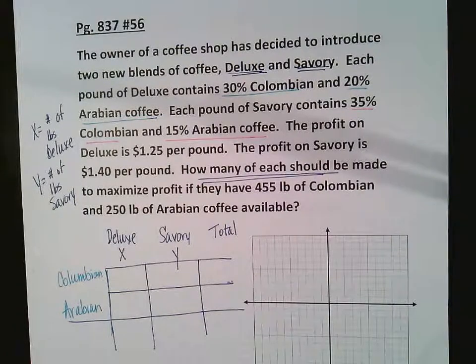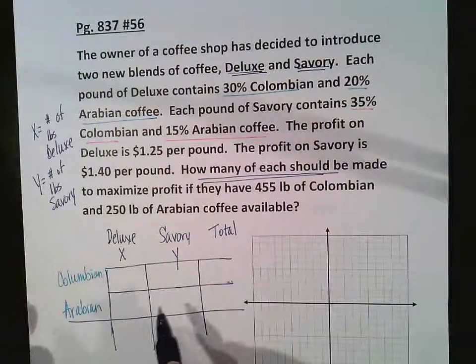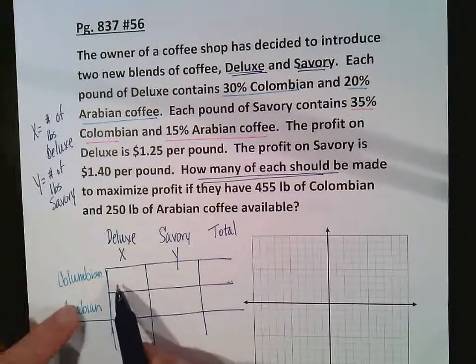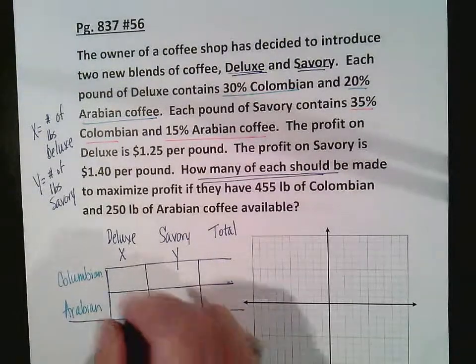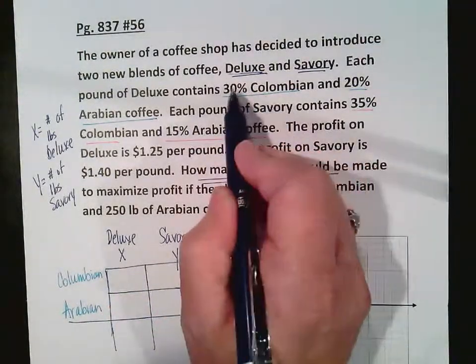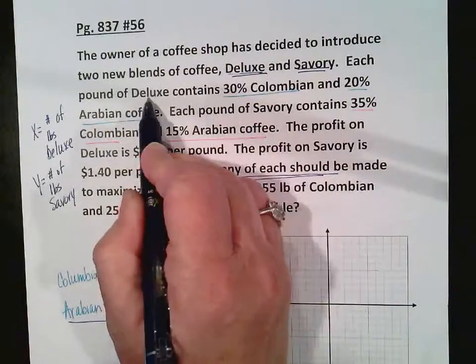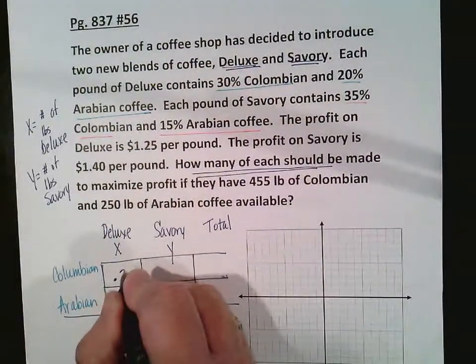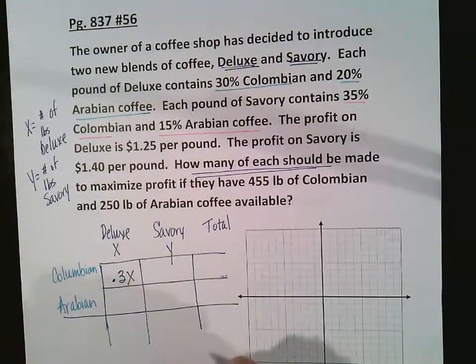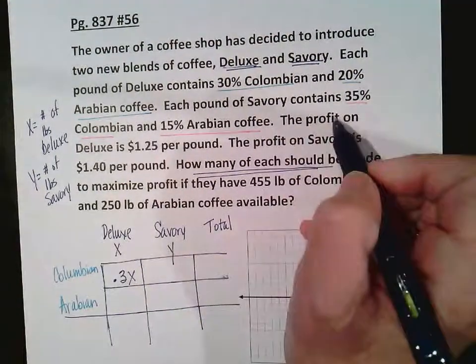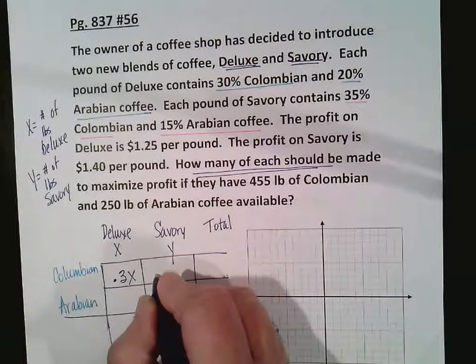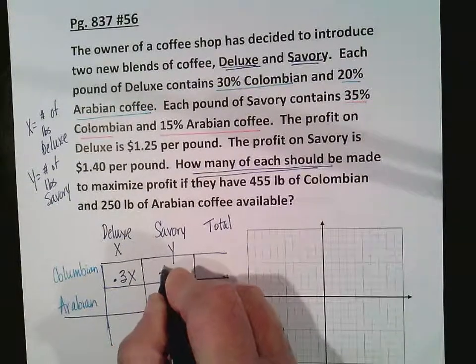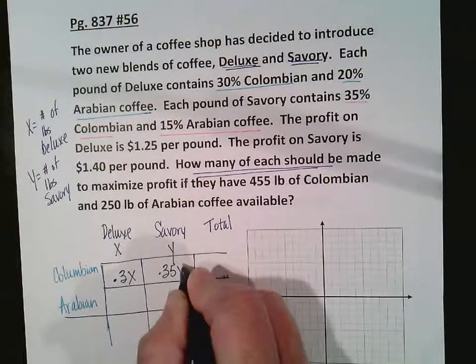And so we've identified the variables. Next thing is the constraints. For Colombian coffee, 30% of deluxe is Colombian. We write 30% as a decimal, so I know that 0.3 of my X is going to be Colombian coffee. And then the savory is going to have 0.35 times however many pounds of that there is.